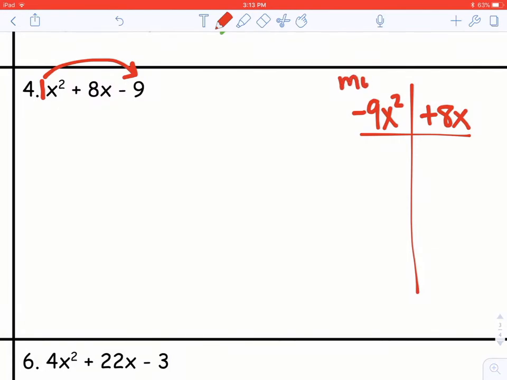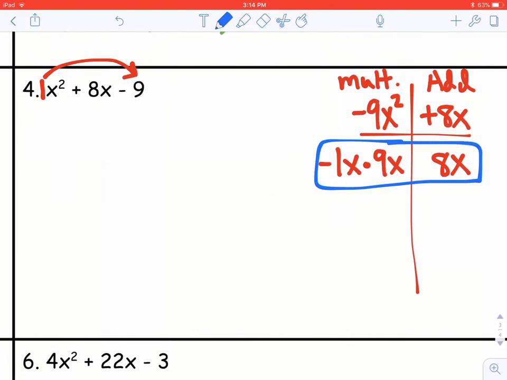So we need to multiply to get a negative 9x squared and add to get 8x. And so one of our numbers needs to be negative. So let's start listing our possibilities. So negative 1x times 9x. If we add those two together, we get 8x. So sometimes you get lucky and get the right numbers right away.